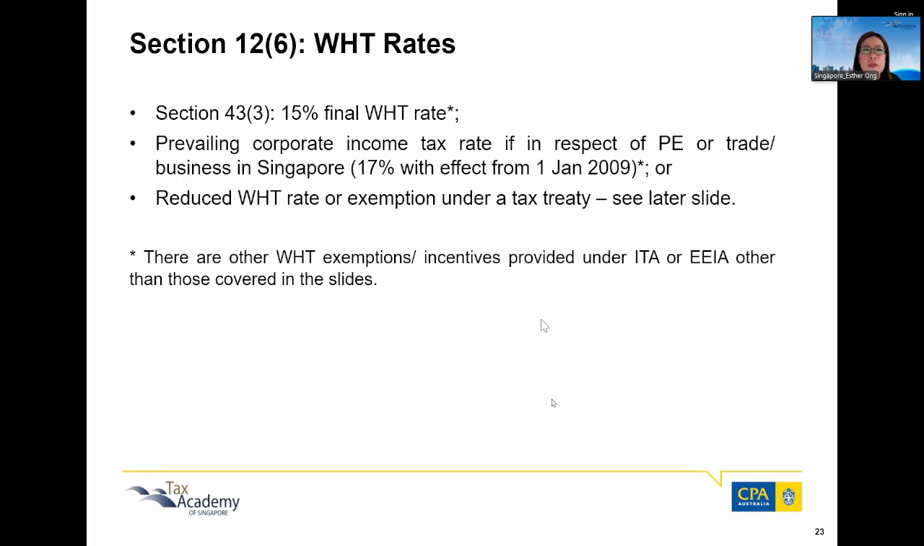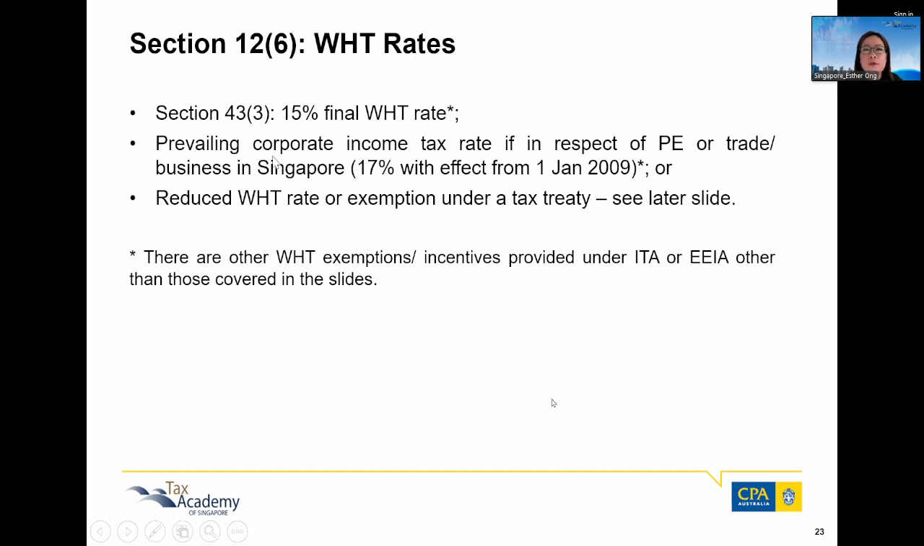Okay, so for section 12.6, next we'll talk about the relevant withholding tax rates provided under our domestic tax law. For withholding tax on interest payment, we will be subject to a 15% final withholding tax rate. What this means is that this will be the final tax that is applied on the gross interest payment made to the non-tax resident. So there will be no claims for deduction, etc.